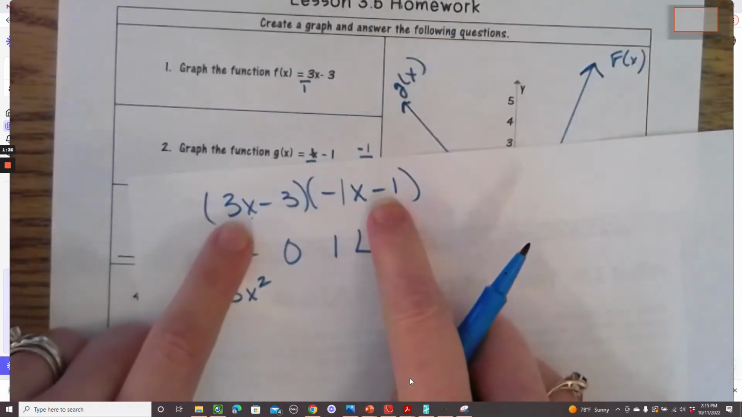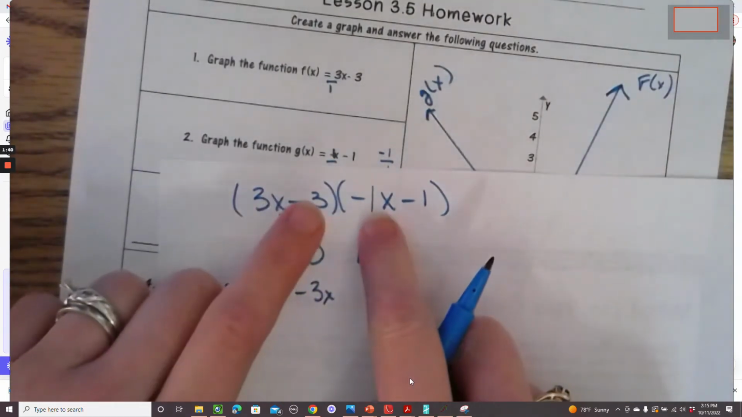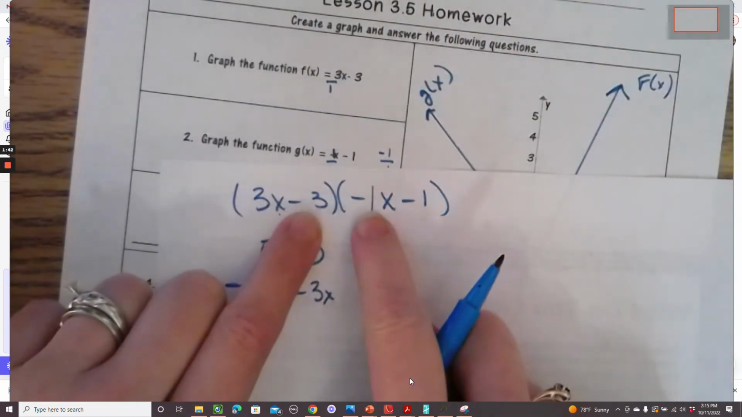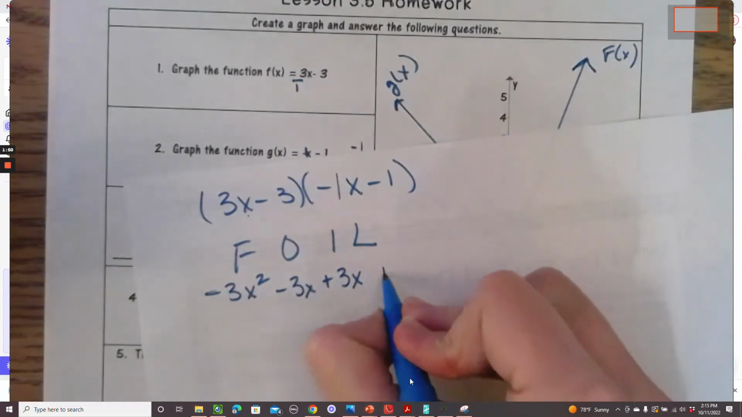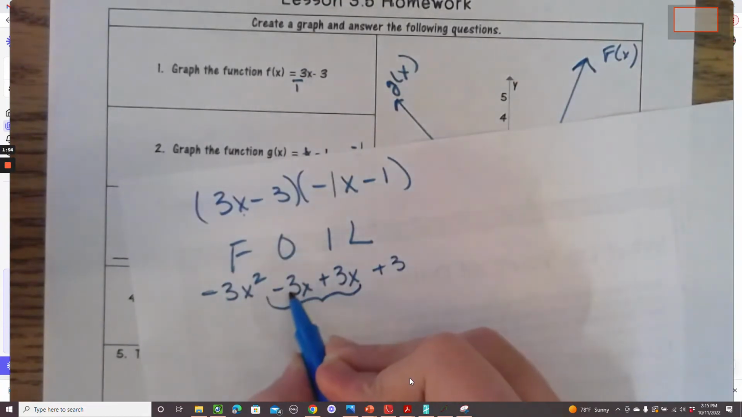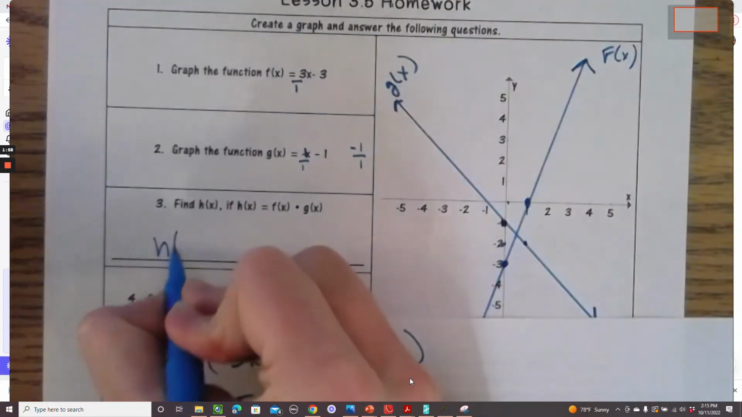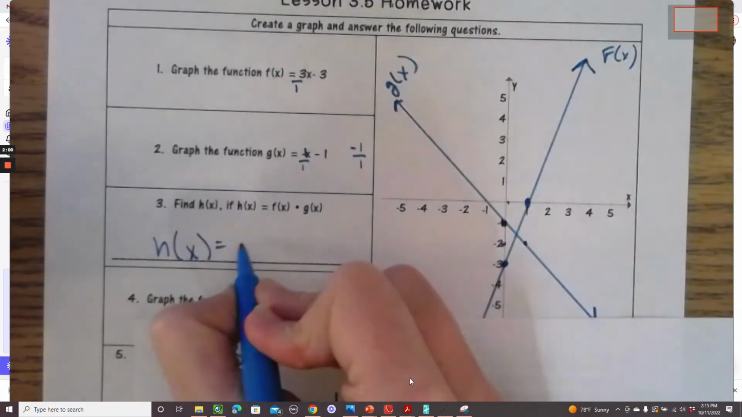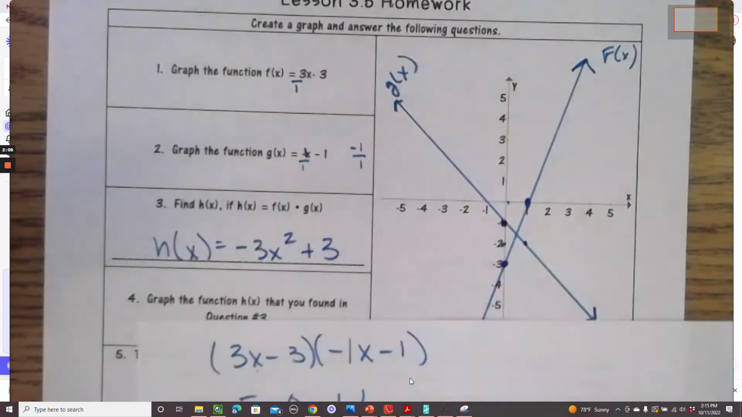Outside, 3x times negative 1 is negative 3x. Inside, negative 3 times negative 1x is a positive 3x. And then last, negative 3 times a negative 1 is a positive 3. If I combine my like terms here, these cancel each other out. So my new function, h of x, equals negative 3x squared plus 3.